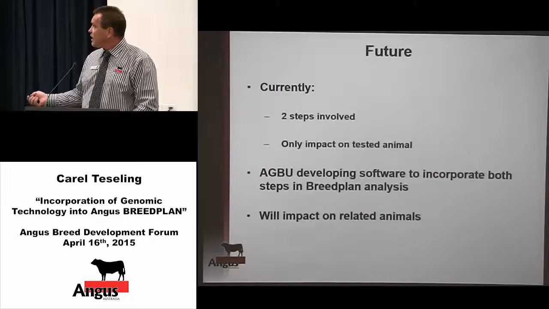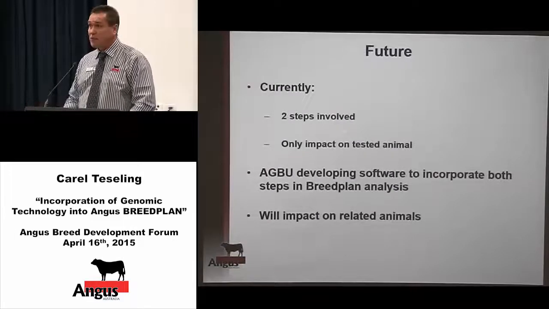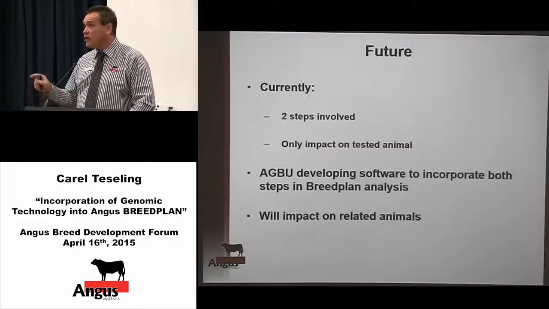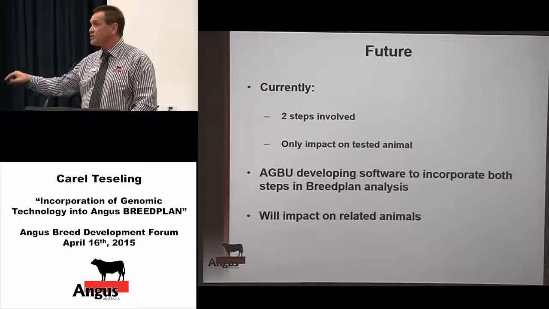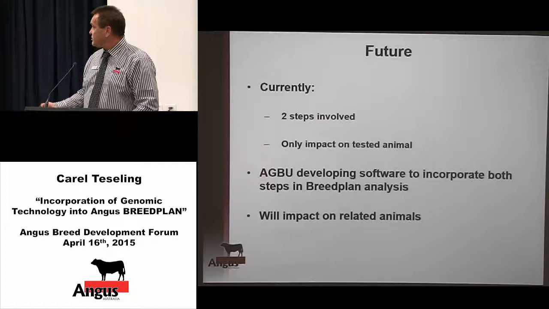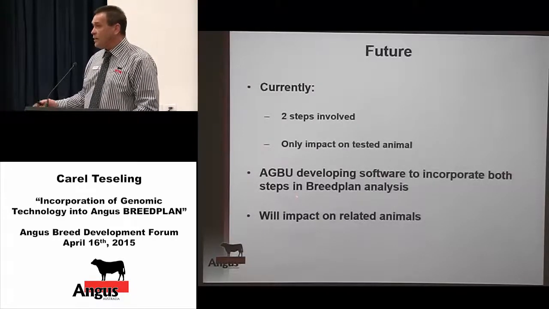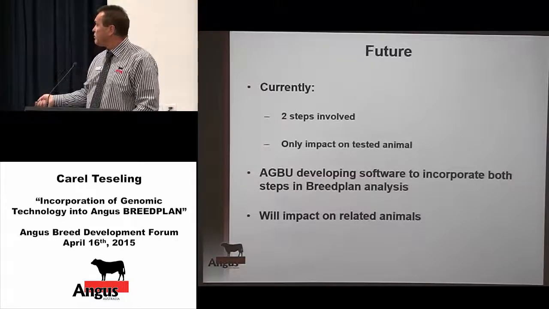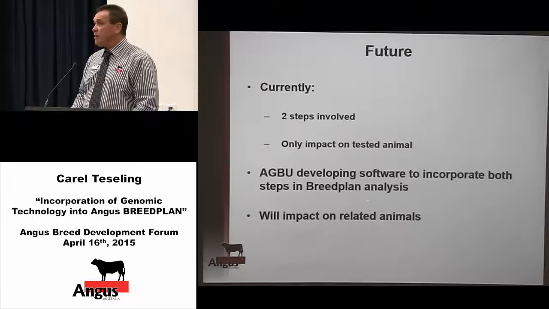So the future, currently we have a two-step process, as I explained previously, and also the blended information only impacts the animal itself. So only the tested animal gets the benefit of the test. What we certainly are waiting for, and Ag was frantically working on developing software that will basically use both of these steps and include both of these steps in replanting analysis.